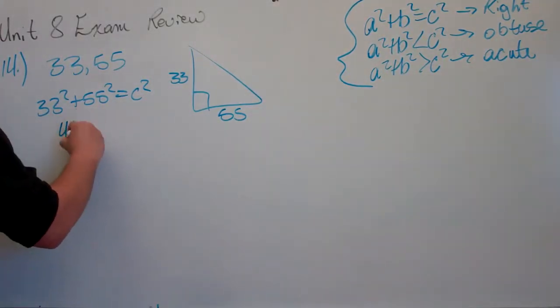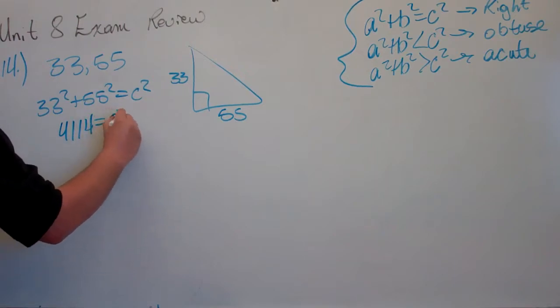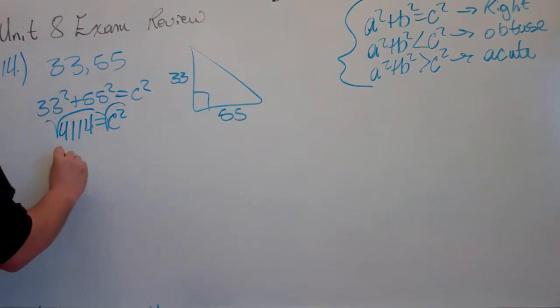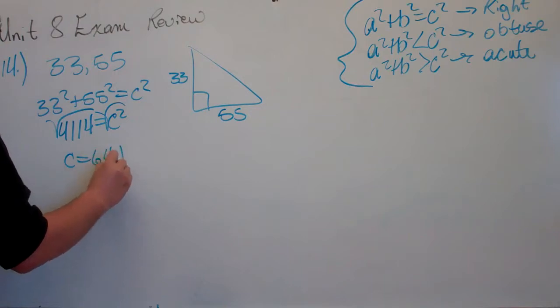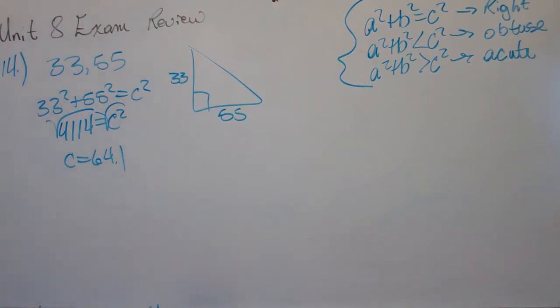This is 4,114 equals c squared. Take the square root. C equals 64.1. Does that work? No, because to be a Pythagorean triple, all three numbers have to be whole numbers. This is not a whole number, so this would not be a Pythagorean triple. So now, here's what you do.